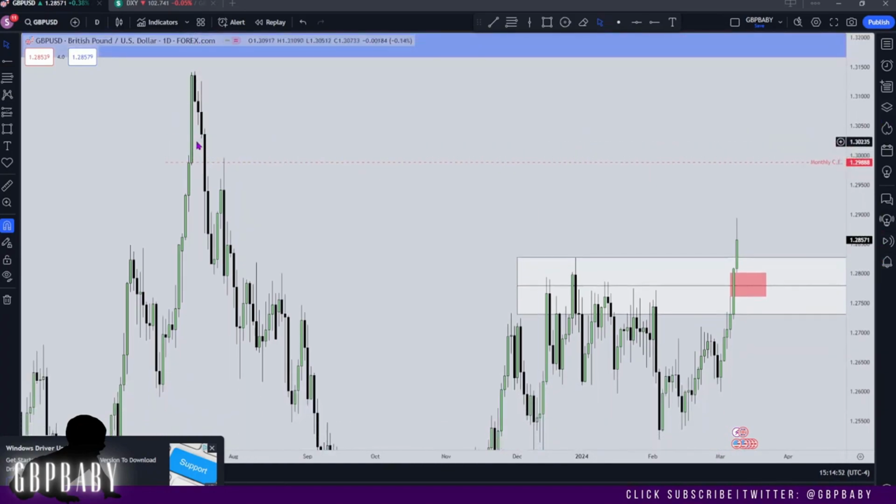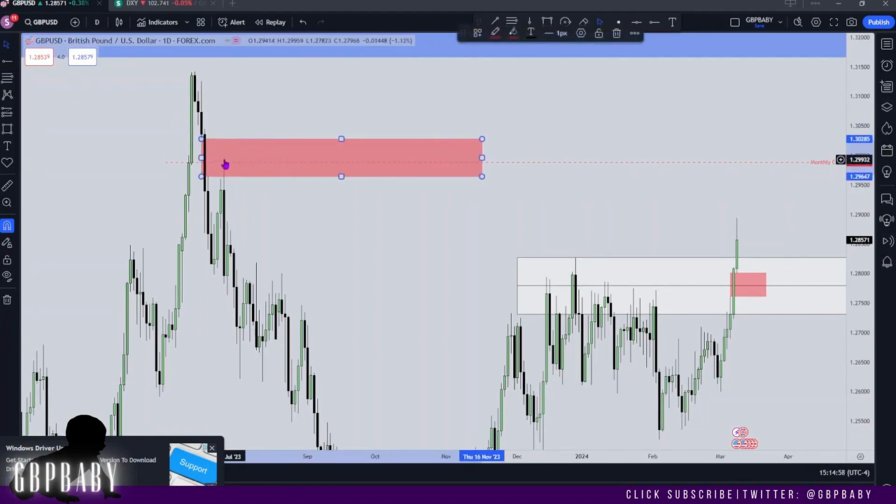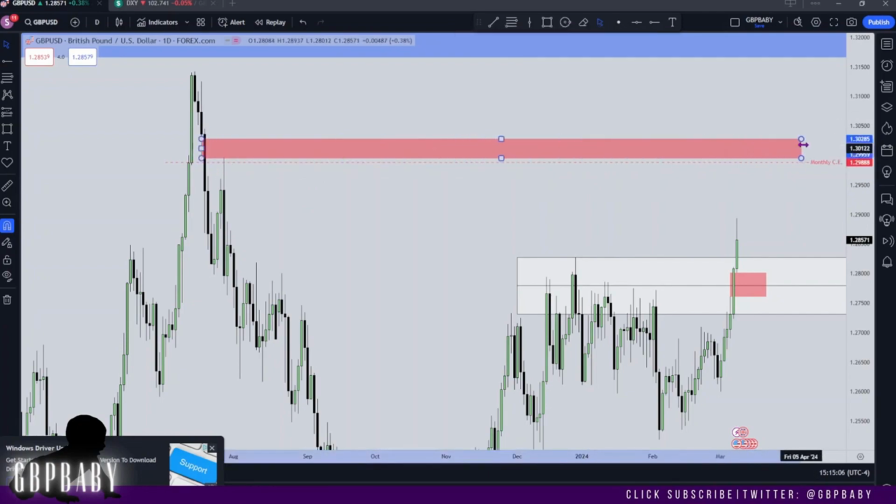And what you'll find as well is we do have a daily fair value gap residing up here, so we can get that drawn out. Yes, we wicked into it once, but just above that there's only been delivery on the downside, so price should seek to fill that, so we can get that drawn out as a fair value gap on the daily.